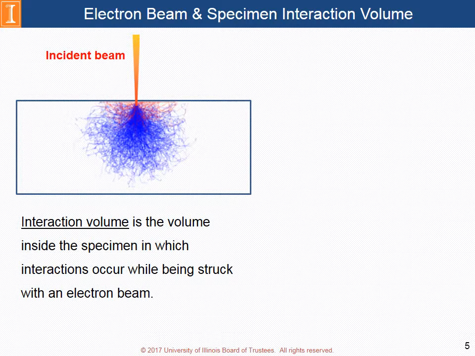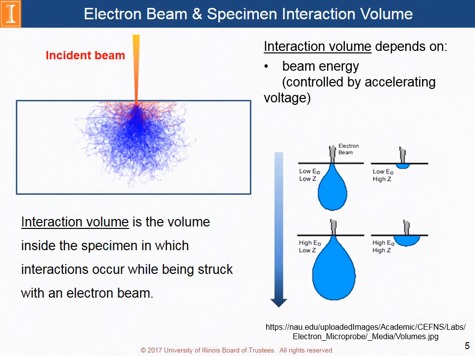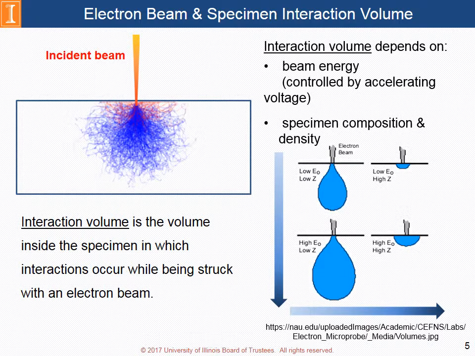Interaction volume is the volume inside the specimen in which interactions occur while being struck with an electron beam. Interaction volume depends on two factors. Beam energy: the electrons with higher energies will penetrate deeper, therefore leading to a larger interaction volume. Specimen composition and density, or average atomic number: the electrons are more likely to be stopped if the specimen material has heavy elements and is denser. Therefore, the higher Z, the smaller the interaction volume.